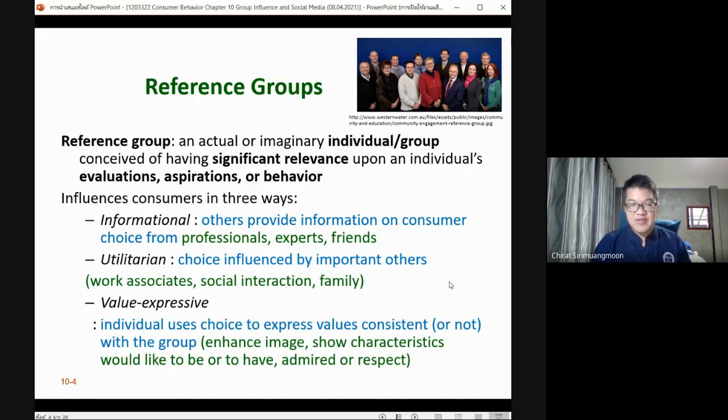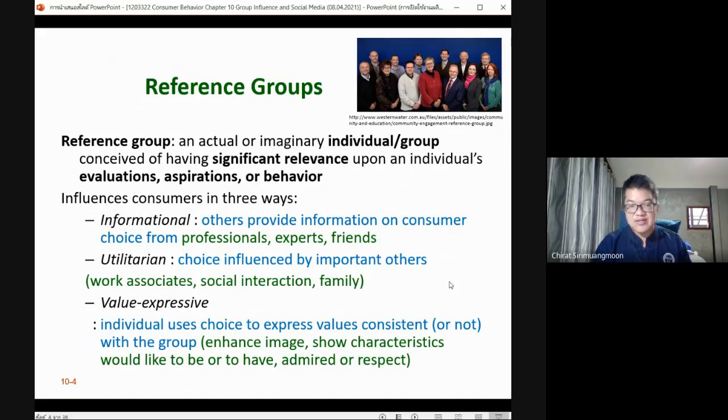They said different groups can have influence in three dimensions or three ways. The first way is informational influence. Informational influence means that you might be influenced by having information in order to make your decision. So in this case, if you're looking for some information from the people around you, we call it informational. You might get information from professionals, expert people, and also friends. So again, informational influence is the influence from the person you want to get information from.